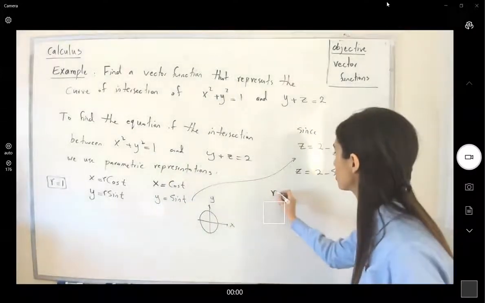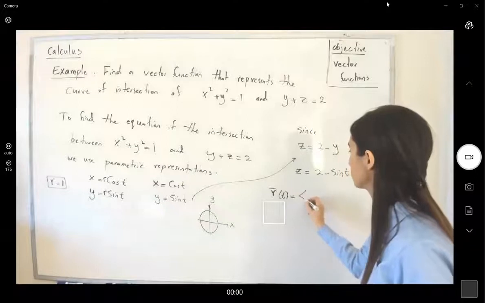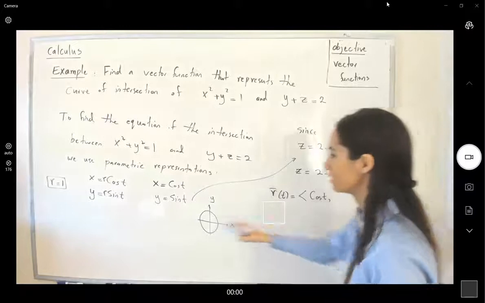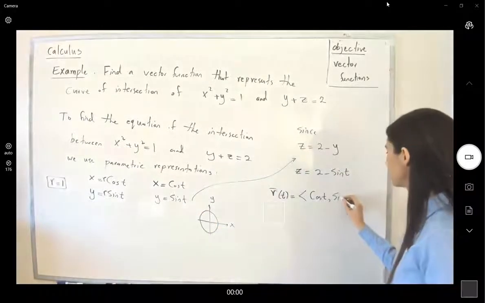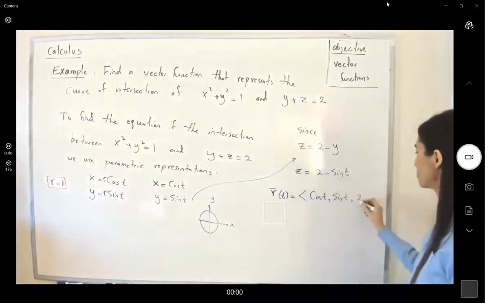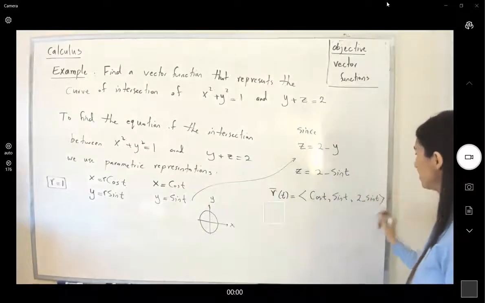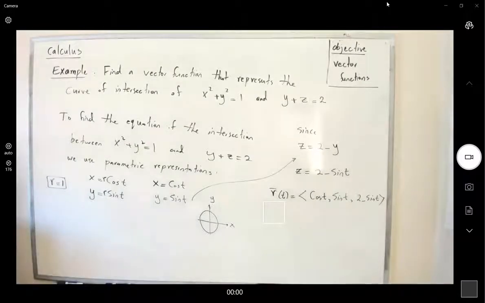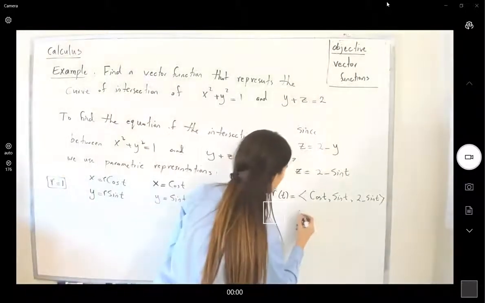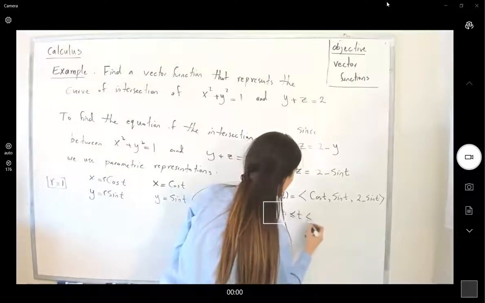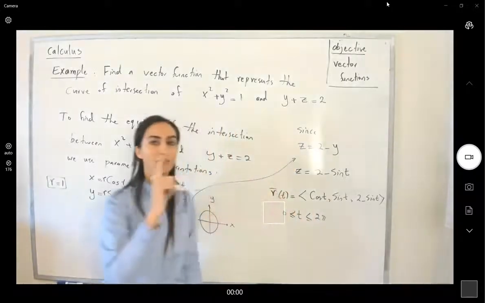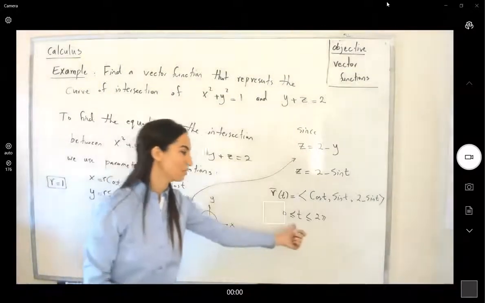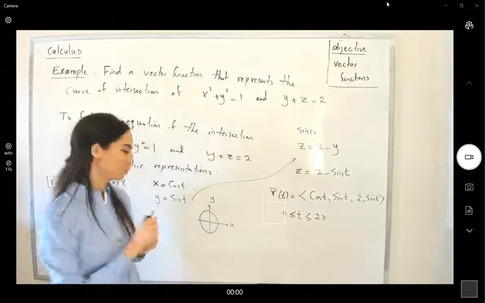So our function is f of t, which is x equals cosine t, y equals sine t, and z is equal to 2 minus sine t. And note that your t is bounded between 0 and 2 pi. You only have one intersection. It doesn't rotate around. That's why you restrict t between 0 and 2 pi.